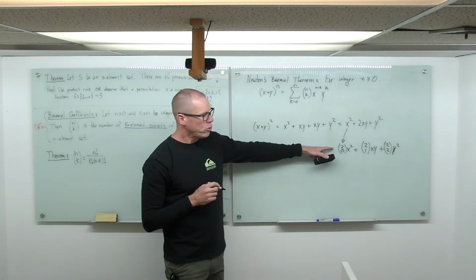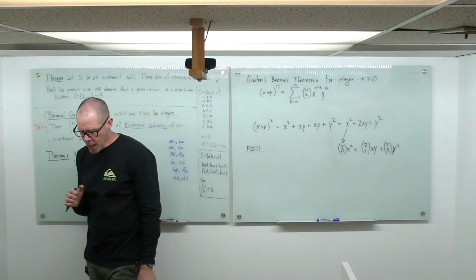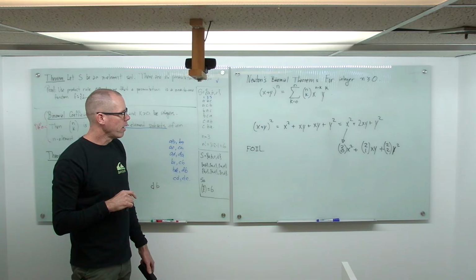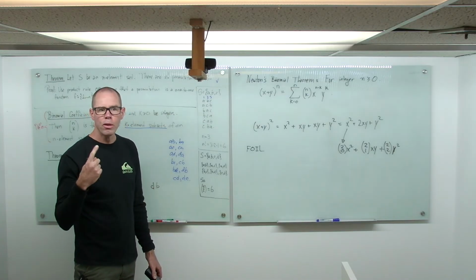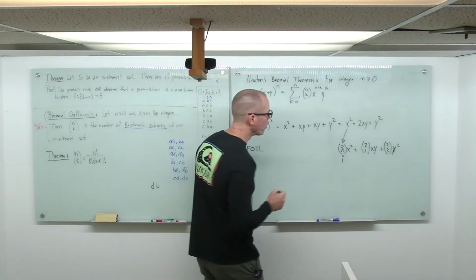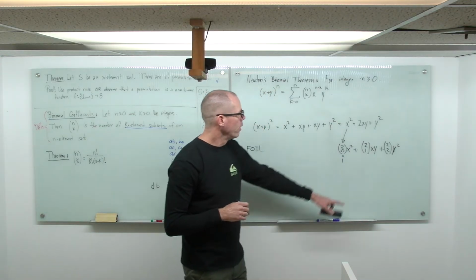And indeed, 2 choose 0. How many 0-element subsets are there in a set of size 2? There's exactly one of them. It's the empty set. So indeed, this is equal to 1. So the coefficient on x squared is 1.